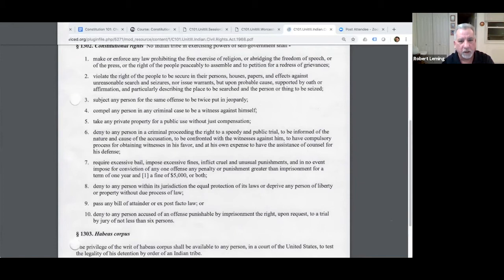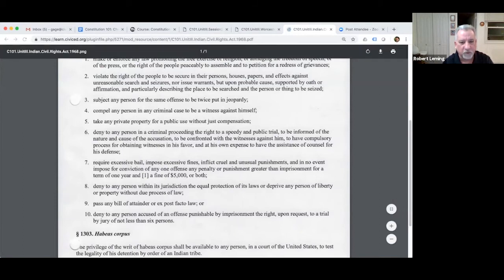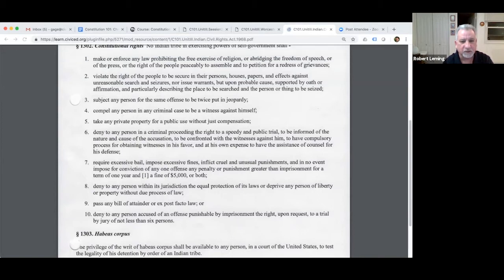You can see that there's many protections that we recognize. Look at seven for a minute. What do you notice that's particularly interesting there? When Indian nations are dealing with big time felonies, does this restrict them from those? Tom says, yes. If you could only give a fine of $5,000 and 1 year in jail, you're not going to be dealing with murder trials.